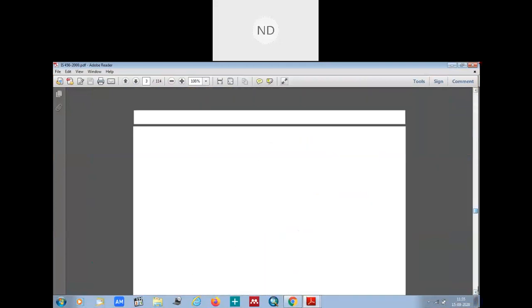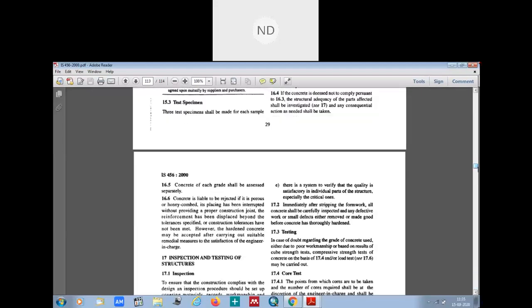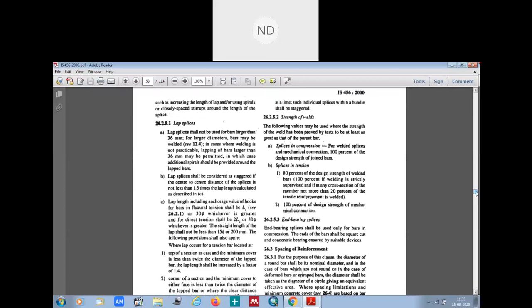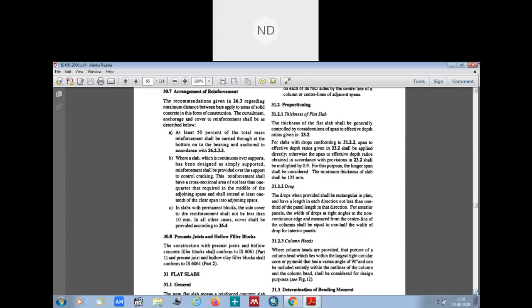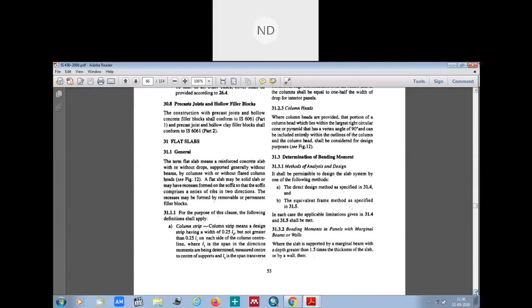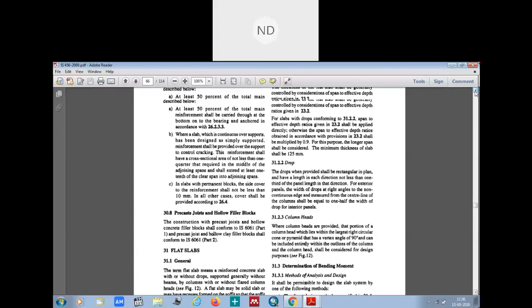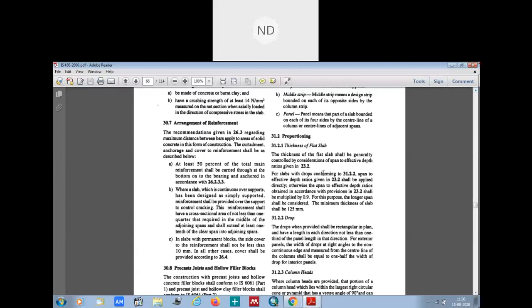Here you will see on page number 53 of IS 456, these are the provisions for flat slabs. We have to calculate the depth of the flat slab. What is the depth of the flat slab according to the code? The thickness of the flat slab shall be generally controlled by consideration of span to effective depth ratio given in clause number 23.2, which is on page number 37.